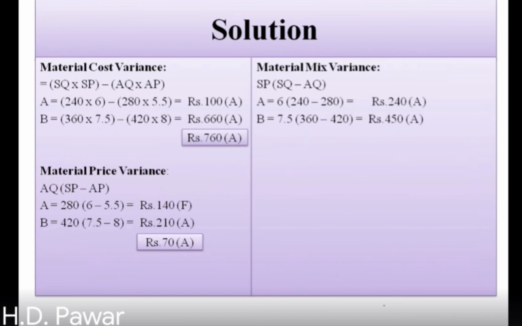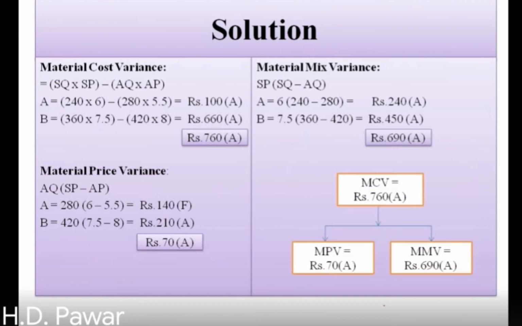You know that the question is given to you. Okay, so your answer is 690. Now 690 adverse and 70 adverse is equal to 760 adverse, and this is your verification. Clear? So you got the solution? Understood well? Is there any confusion?